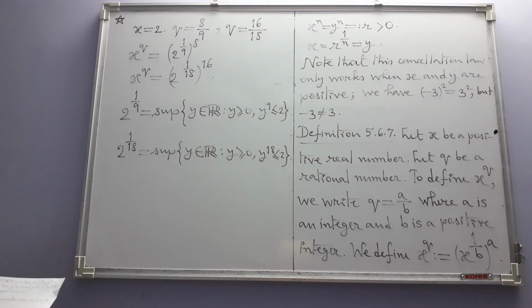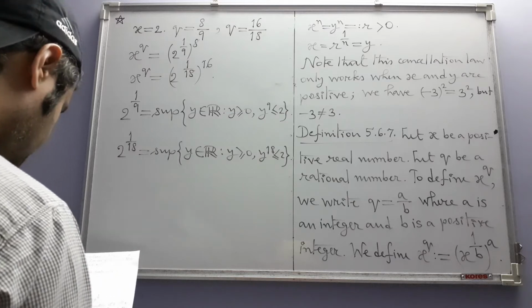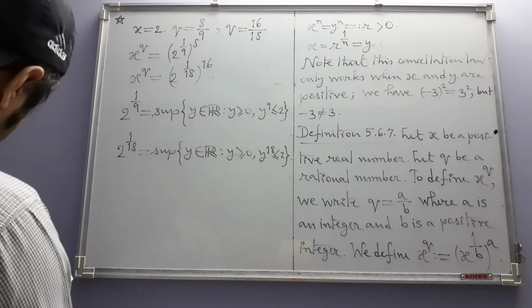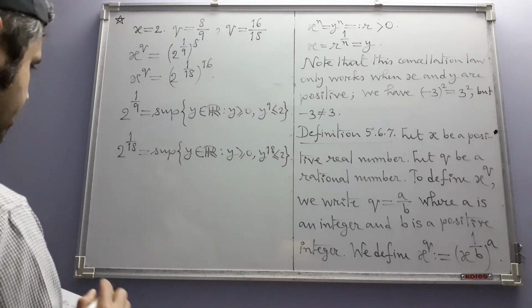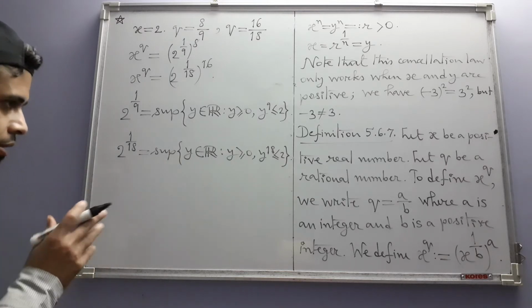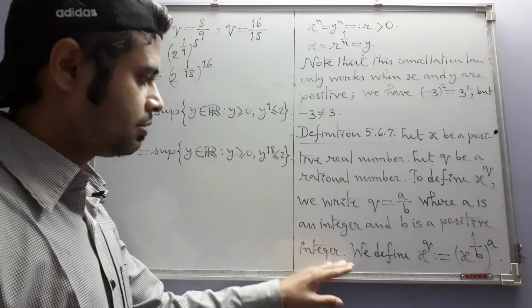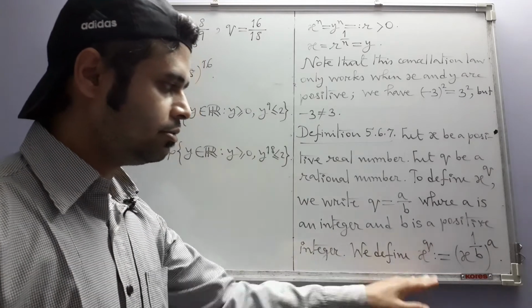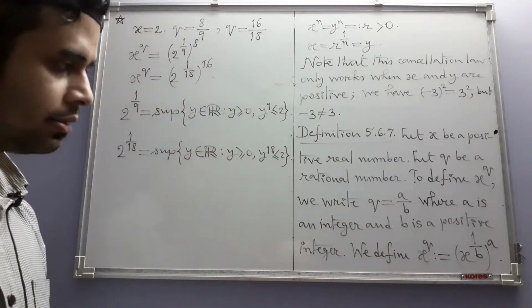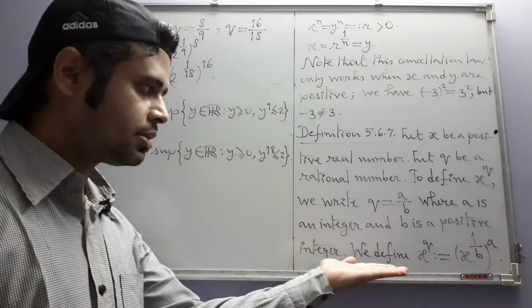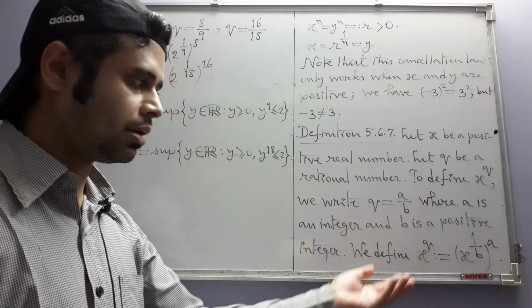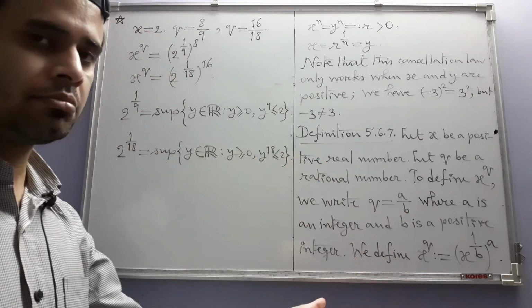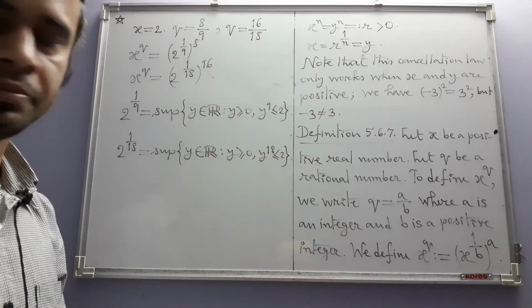Okay, we are going to prove that. Now, before we do that, the next lemma is this, which tells us that the definition gives us a unique x to the power q, and hence exponentiation of a positive real number by a rational number is well defined.